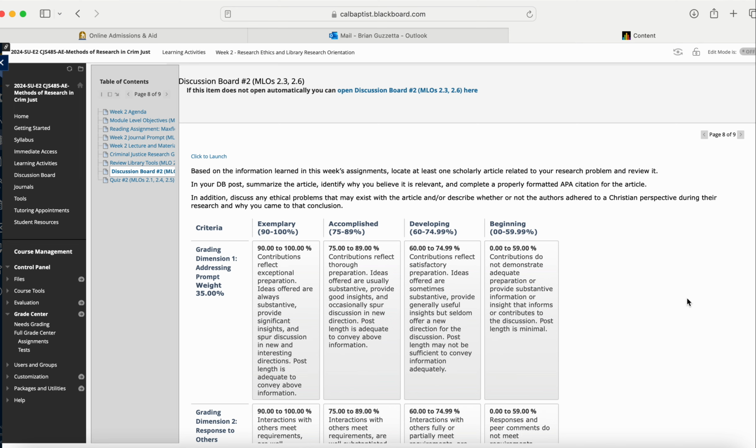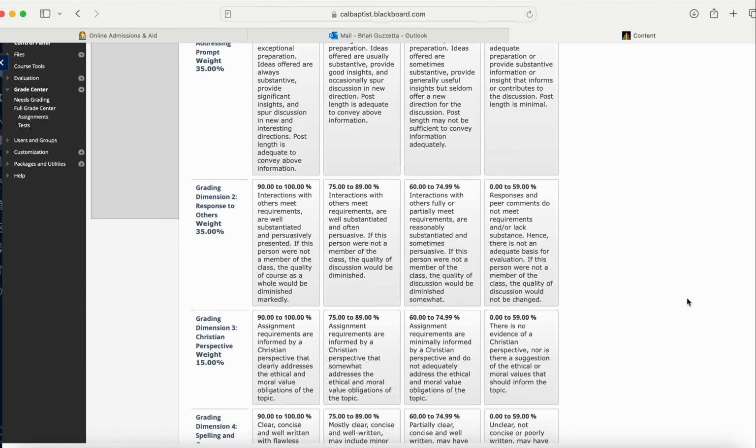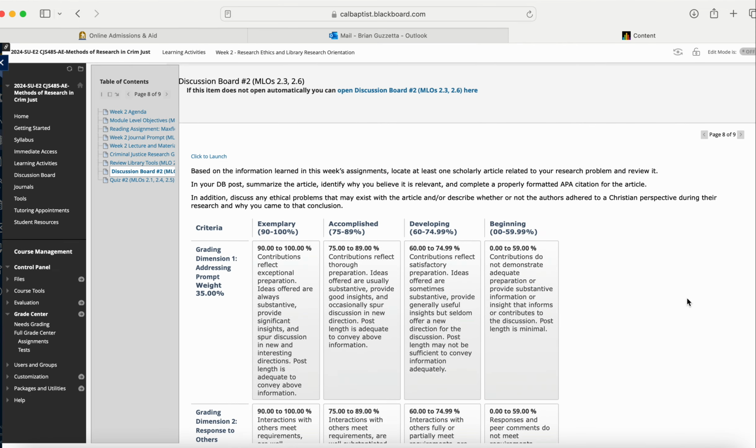In addition, discuss any ethical problems that may exist with the article and/or describe whether or not the author adhered to a Christian perspective during their research and why you came to that conclusion. Below, you will find the grading criteria that's associated with it.